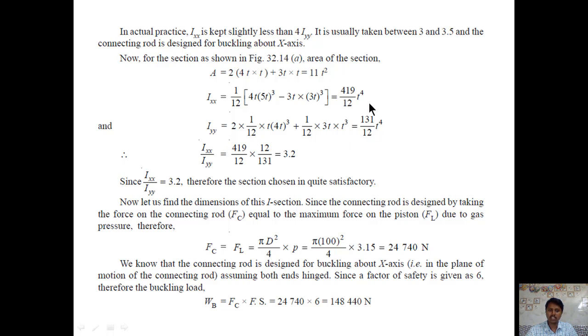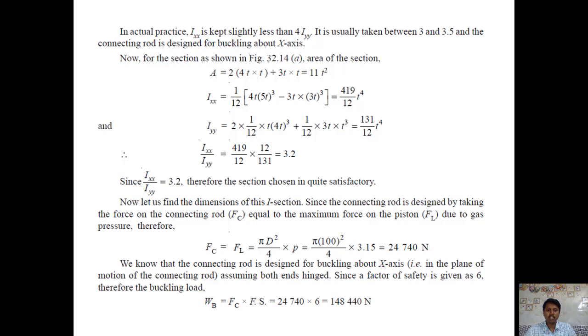Now, if you divide this Ixx by Iyy, t power 4 and t power 4 will get cancelled. Finally, you will get the ratio 3.2. Now, 3.2 is lesser than 4, hence it is satisfactory. So, the proportion we initially assumed, breadth as 5t and height as 4t, is satisfactory. Now, we have to go for finding the thickness of the I cross section.